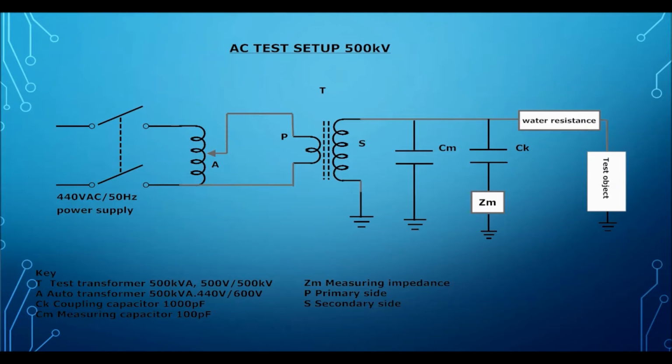What is the formula of impulse ratio? Impulse flashover voltage divided by AC power frequency flashover voltage. Then the test object is connected in parallel to the main transformer. Then some water resistance is connected here. What is the function of the water resistance? It limits the short circuit current of the test object.